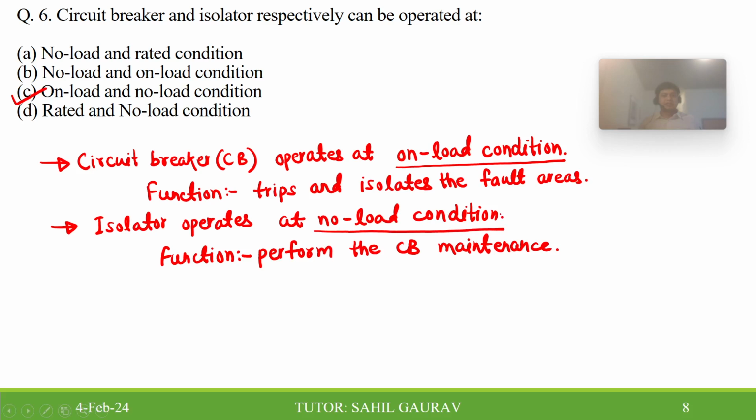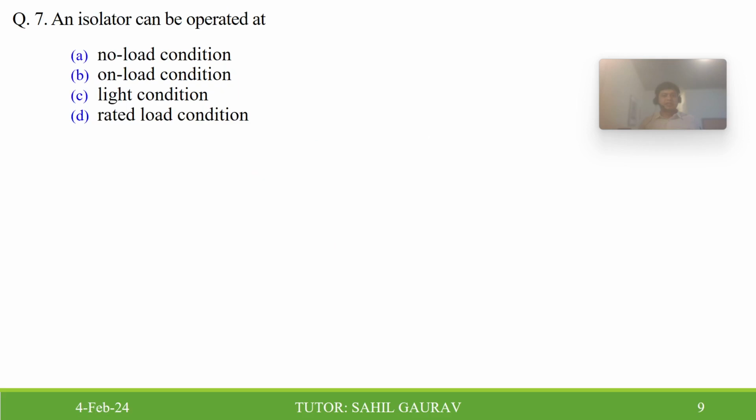I think the next problem is related to this one only. An isolator can be operated at: no load condition, on load condition, light condition, rated load condition. So the isolator is operated at no load condition. A is correct.